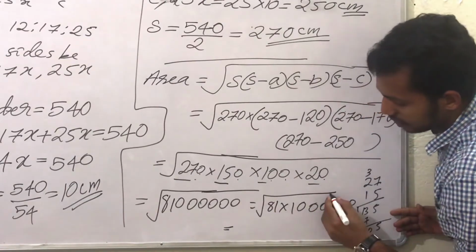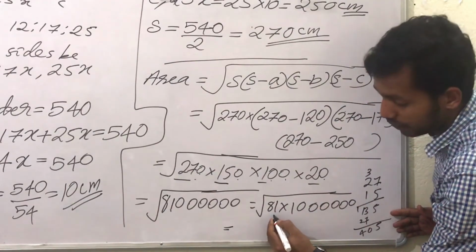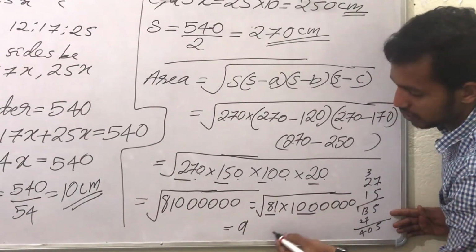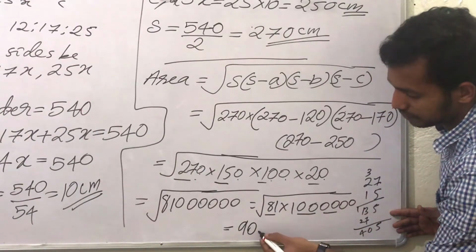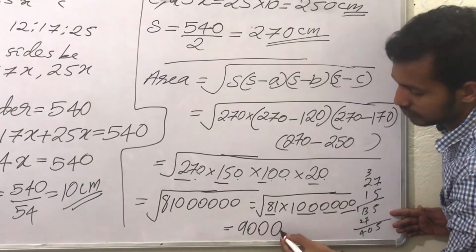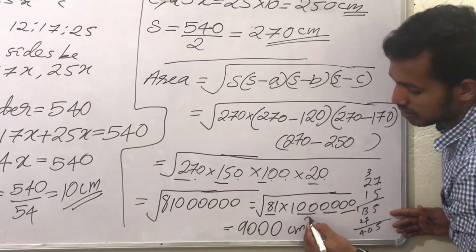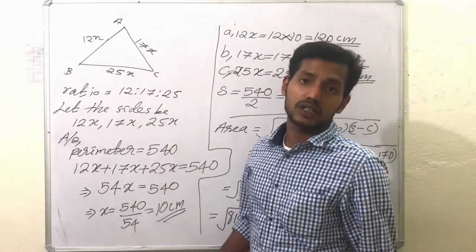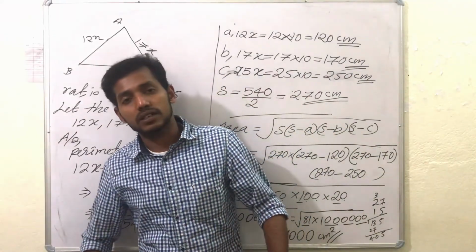So we can directly write the square root. What is the square root of 81? 9. And from a pair of zeros, we can take one zero. So the area is 9,000 centimeter square. So this is the area of this portion. So we have completed this session.